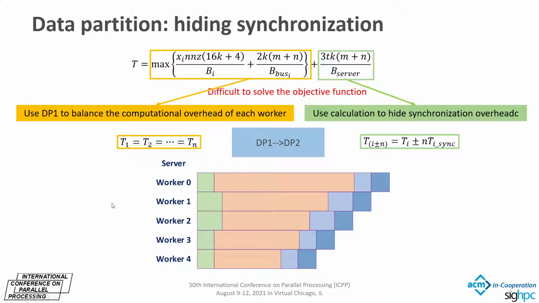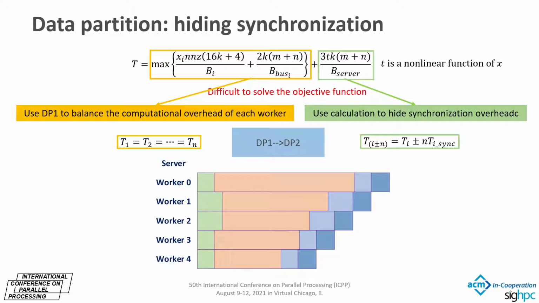Next, we solve the situation that needs to consider synchronization. The t in the synchronization component in the formula is a non-linear function of the data distribution x. The existing constraints are not enough to find the solution to the objective function. Therefore, we adopt a best effort approach to keep the time overhead as small as possible.